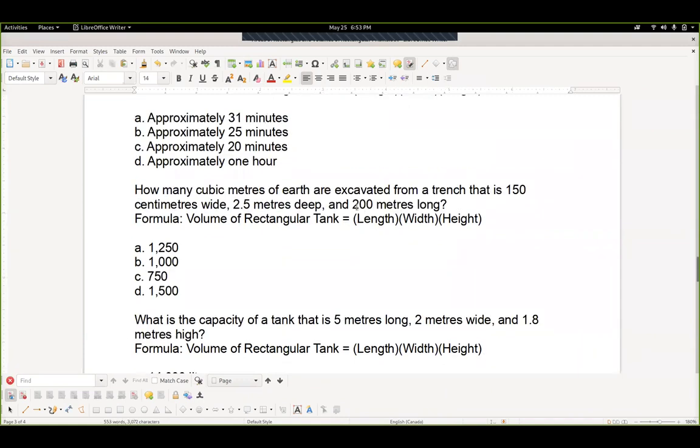Okay, so next, how many cubic meters of earth are excavated from a trench that is 150 centimeters wide, 2.5 meters deep, and 200 meters long? So we always have to check that the units are all the same. And we can see here that centimeters is not the same as the others. The others are meters. So we're going to convert the centimeters to meters. And again, we just need to multiply the three dimensions together to get the volume of a rectangular prism. So we have 1.5 times 2.5 times 200.